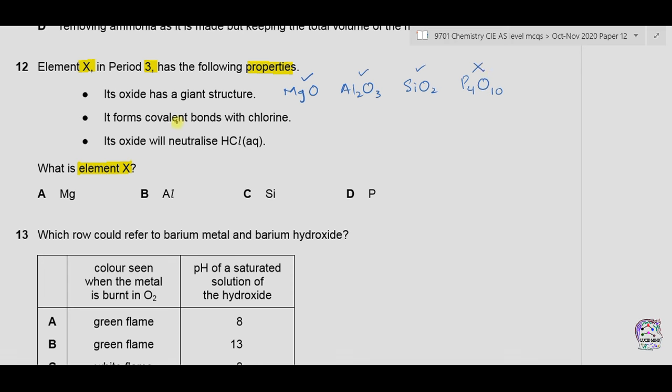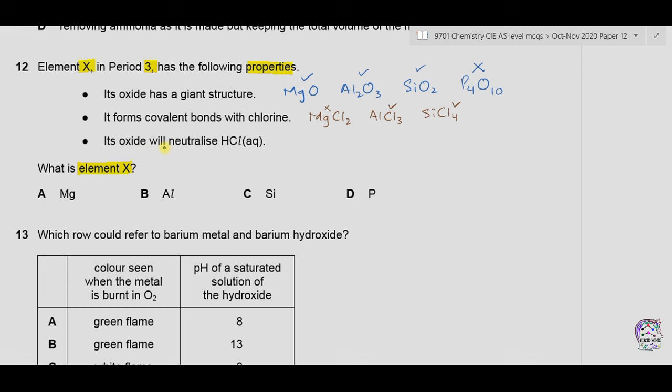Second option, it forms covalent bonds with chlorine. As magnesium is a metal, it forms an ionic bond, so it is incorrect. Aluminum can form a covalent bond, so it could be aluminum chloride. Similarly, silicon tetrachloride also makes a covalent bond.